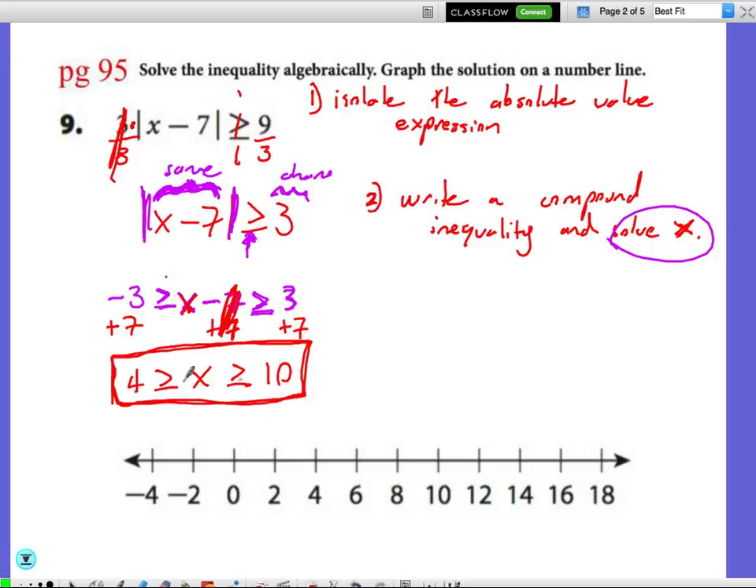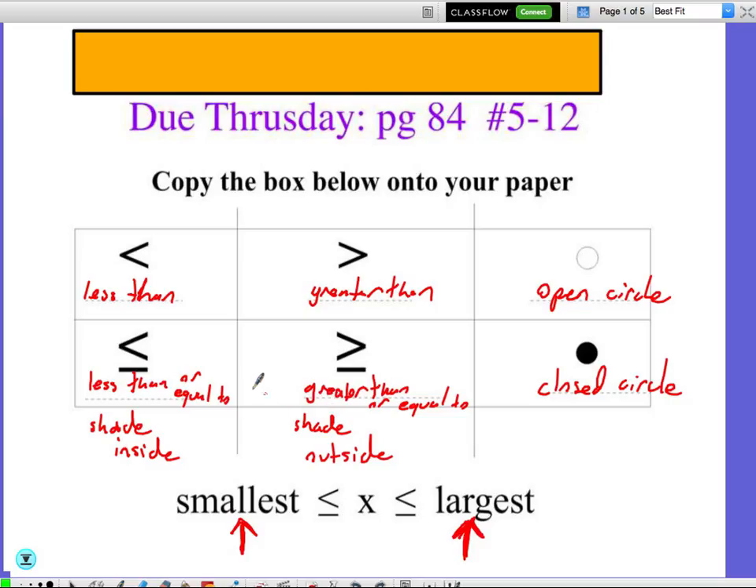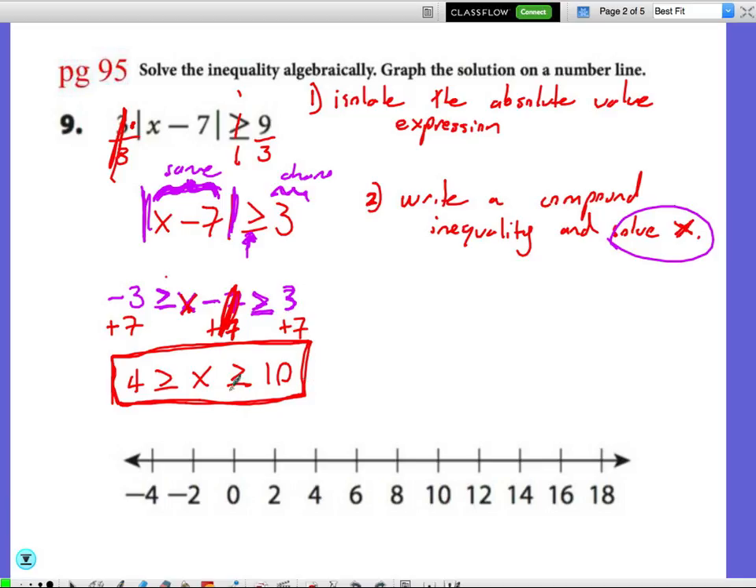Now here's where we need to look at our chart. Remember, let's take a look at the symbol here. The numbers are both the same. The symbol that we have here is greater than or equal to. Greater than or equal to.